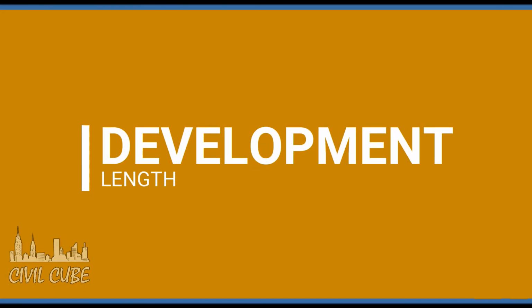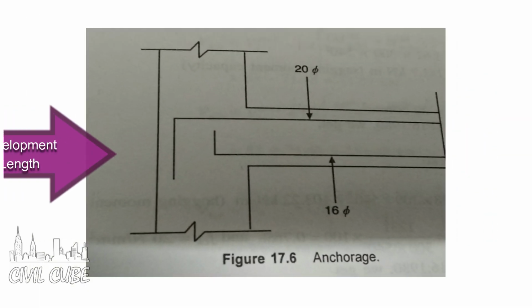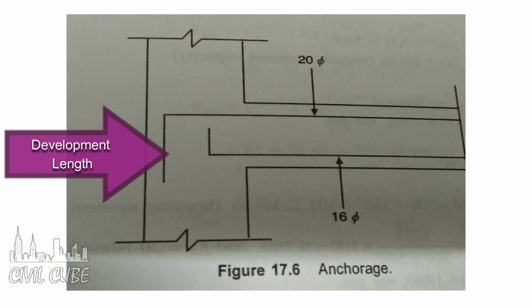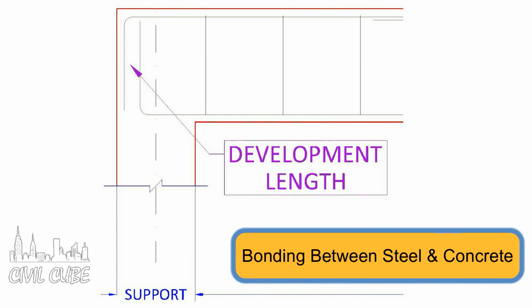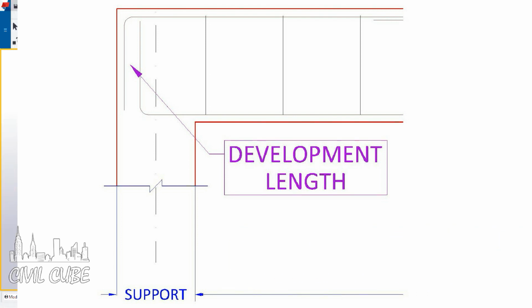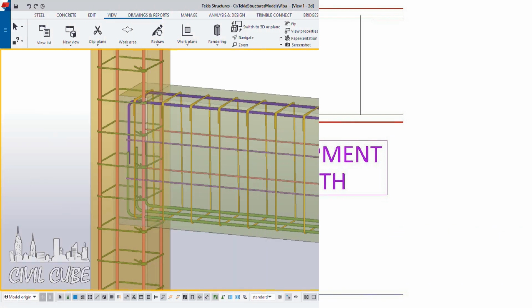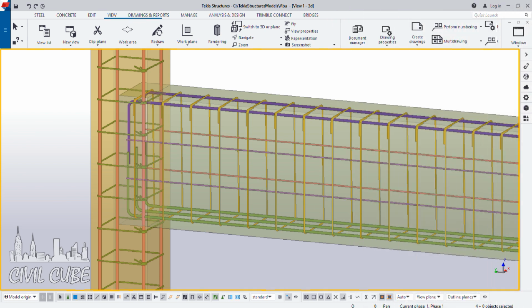Next, development length. Development length is also an extra length provided to transfer the load from steel to the surrounding concrete through a bond. It is also used to make a better bonding between concrete and steel. It is provided at the end of the support or fixed end of a structural element.